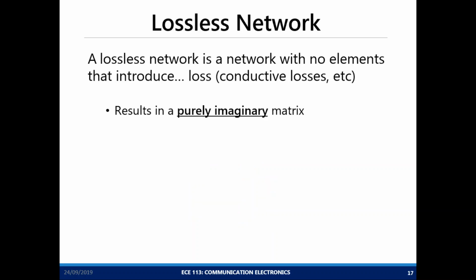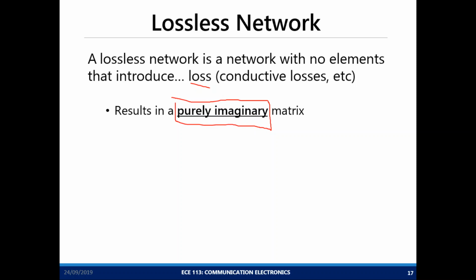Now, for a lossless network, that just means that the elements inside the lossless network do not introduce loss. So what element has a lossy component to it? It's lossy if you have a real part in your impedance matrix. So if you have a lossless network, you'll have a purely imaginary matrix. So this is a special case.